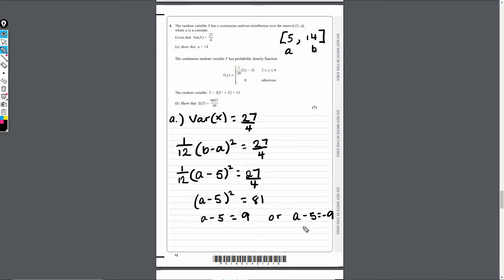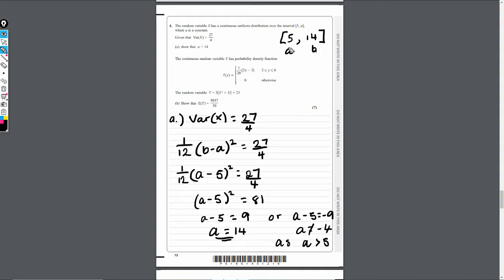We could have two potential values of a here, but there's an important fact: the lower limit of the interval is already 5. So whatever my a is, it has to be bigger than 5. It can't be lower than the lower limit of the interval. That wouldn't make sense. If you work this one out, a would be 9 plus 5, so a is equal to 14. If you do the same here, it would be minus 9 plus 5, which gives minus 4. But we can't have this, as a is greater than 5. So therefore, we've shown that a is equal to 14, as easy as that.